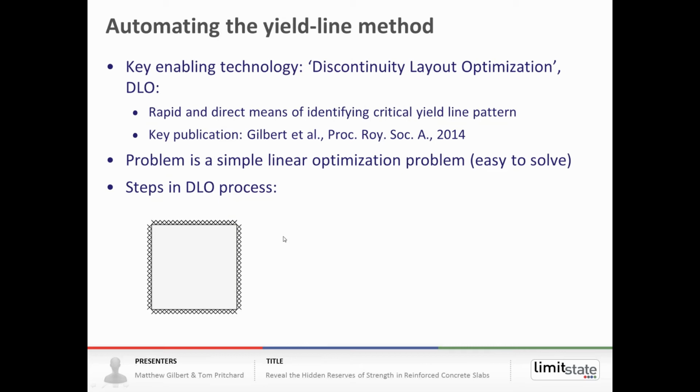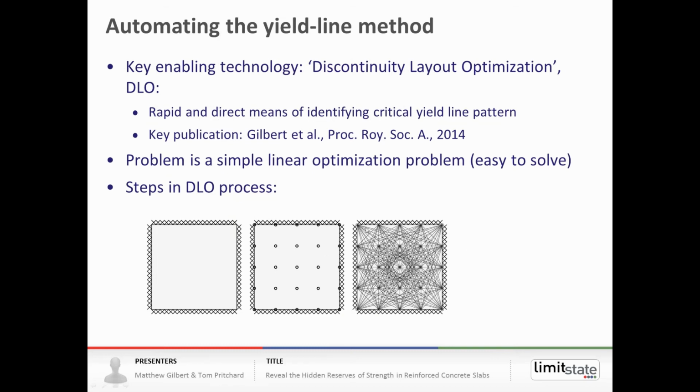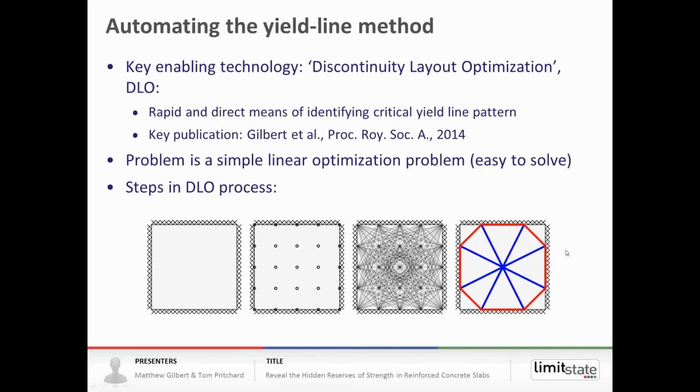The steps in the process: you start with a slab. We've given geometry and boundary and load conditions. In this case, let's say we have a distributed pressure load. What we do is we discretize that with nodes. We then connect each node to every other node with a potential yield line discontinuity, and then we use optimization to find the optimal subset of discontinuities which describes the yield line pattern.